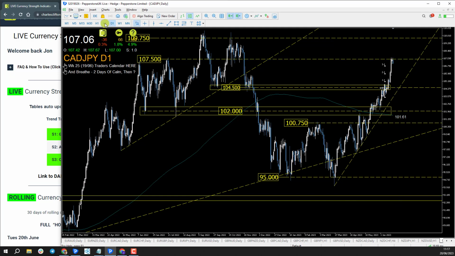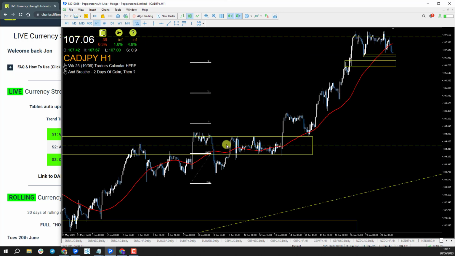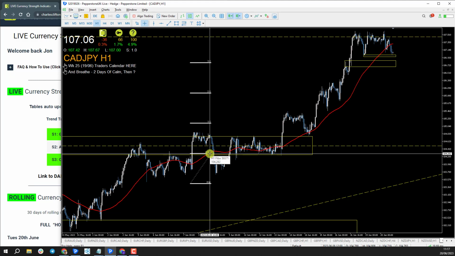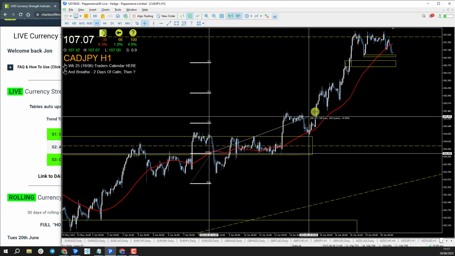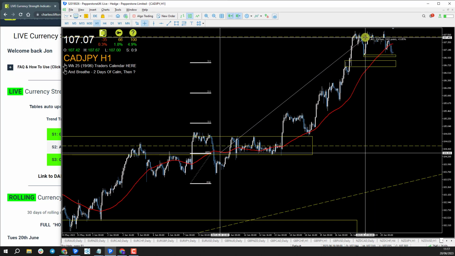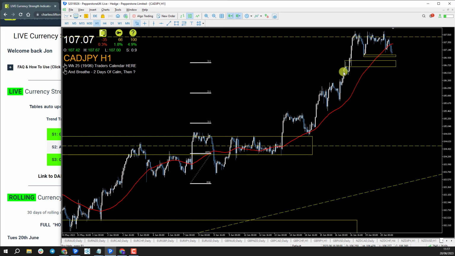Now, we actually talked about CAD yen a while ago, and this was one of the entries that we spoke about, which was a move from the 104.30 handle with a stop loss at 103.45. So if you managed to take this position and hold on to it, this market ended up rallying around 300 plus pips to the upside. So that's something you could consider.